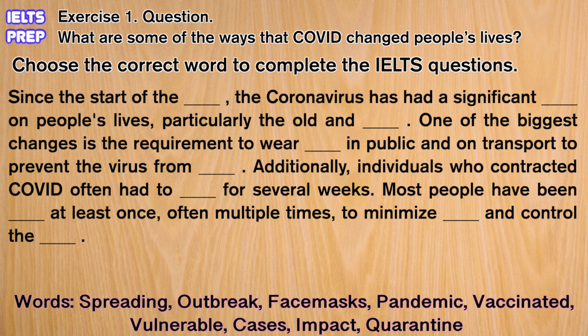Since the start of the, the coronavirus has had a significant, on people's lives, particularly the old and. One of the biggest changes is the requirement to wear, in public and on transport to prevent the virus from. Additionally, individuals who contracted COVID often had to, for several weeks. Most people have been, at least once, often multiple times, to minimize and control the. Pause the video and take your time to answer.